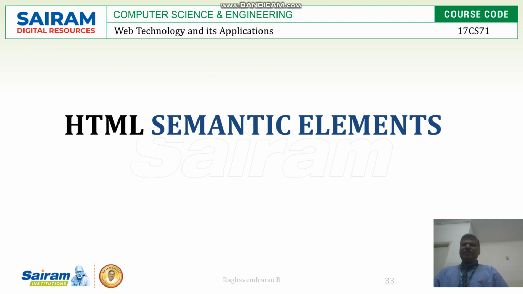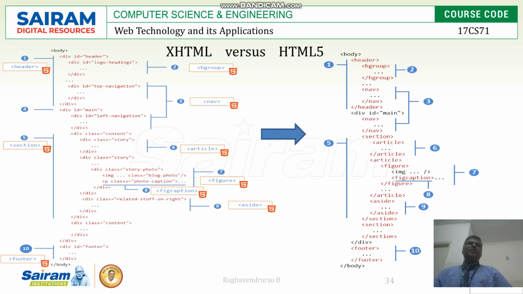HTML semantic elements is going to be here. Semantic elements. HTML versus XHTML versus HTML5. Now wherever it has been written here, div and all these things, headers and all these things. In HTML5 specifically it is being grouped. That is the advantage of HTML5 versus XHTML.